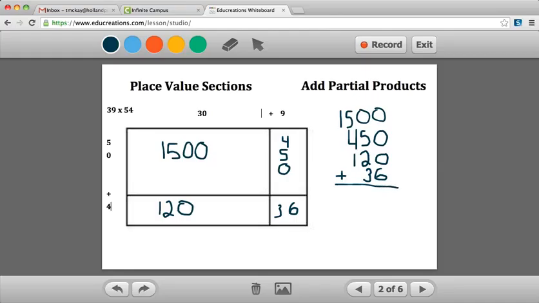and you would have 6 plus 0 plus 0 plus 0 is 6. 3 plus 2 is 5, plus 5 is 10, so 0. You should carry your 1. And you have 5 plus 4 is 9, plus 1 is 10, plus 1 is 11, so 1. Carry your 1. And then you have 1 plus 1, which is 2, which is 2,106. So the product for 39 times 54 would be equivalent to 2,106. This is known as using the place value sections.